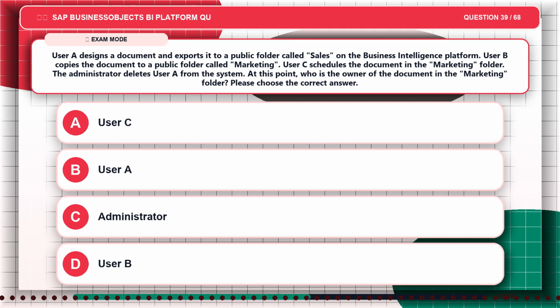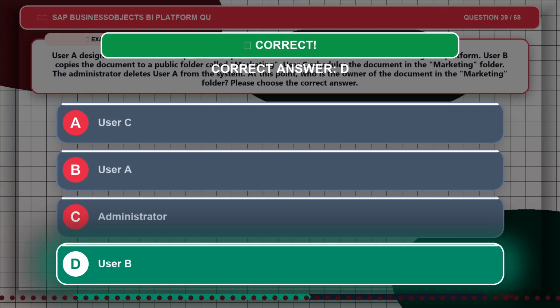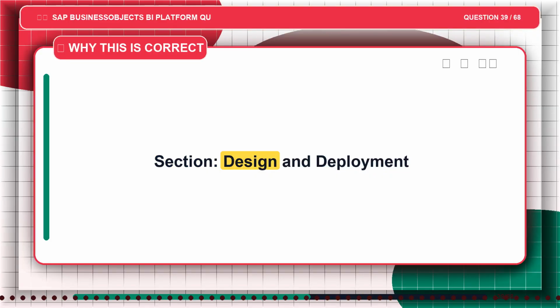Option A, User C. Option B, User A. Option C, Administrator. Option D, User B. The correct answer is option D, User B. Section, Design and Deployment. Question 40.